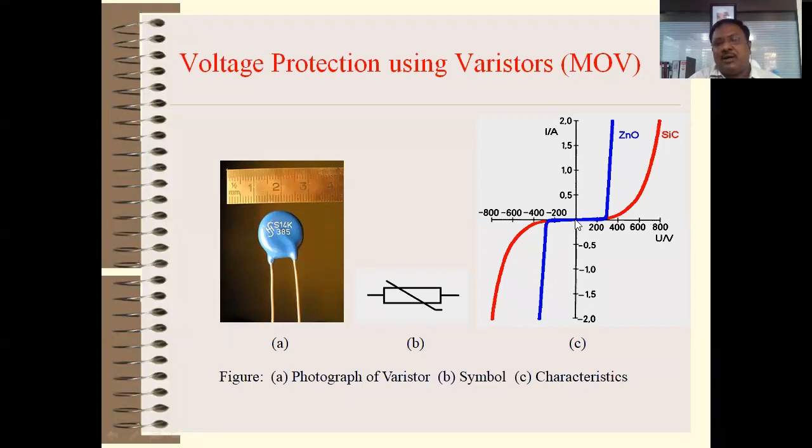It means that up to the turn on voltage, the resistance offered by this particular varistor is very large, so the current is ideally zero. But once you reach the voltage rating of that device, after that the resistance decreases so that the current increases, right? And the voltage across that device remains constant.